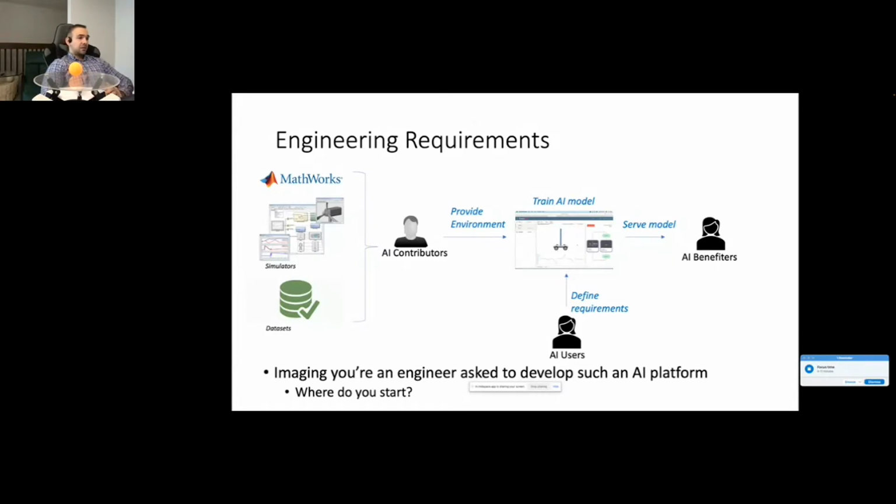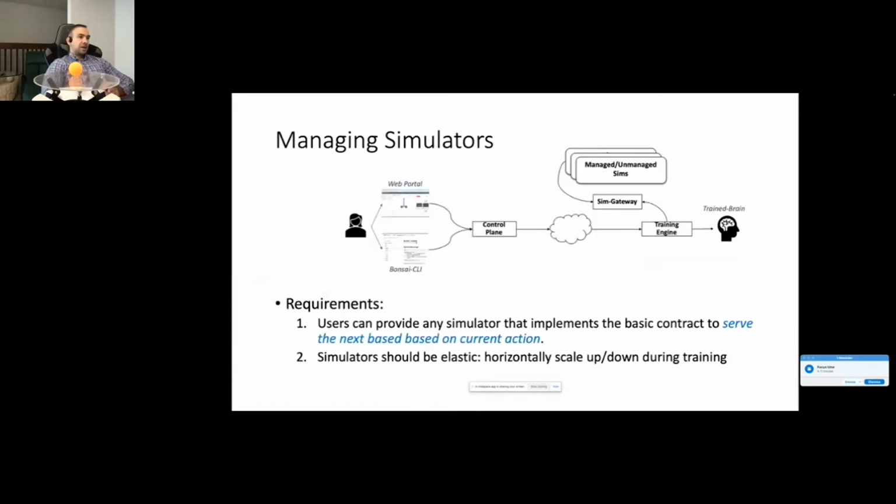So as I said earlier, now imagine you're an engineer and you're asked to develop such a platform. Where would you start? Let's start with the left-hand side of the requirements I mentioned earlier, managing simulators. The requirement here is that our users can provide their simulators, and they can either host their own simulators or ask us to manage the life cycle of those simulators. And those simulators should be elastic because one AI model can use 1 or 1,000 simulators or more, depending on whether it's a fast simulator or a slow simulator.